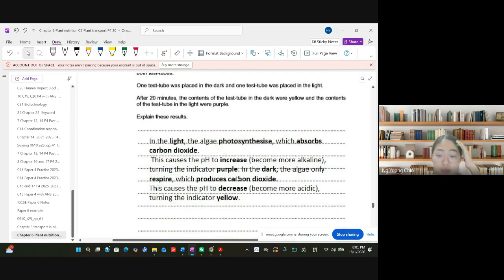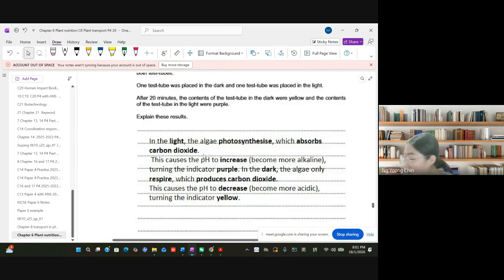Okay, so that's why in the light, the algae will do the photosynthesis. So when they do photosynthesis, they will absorb the carbon dioxide. Carbon dioxide is an acidic gas.